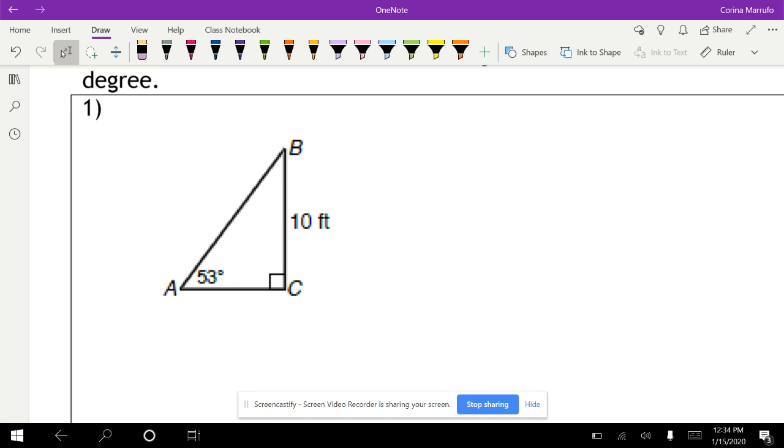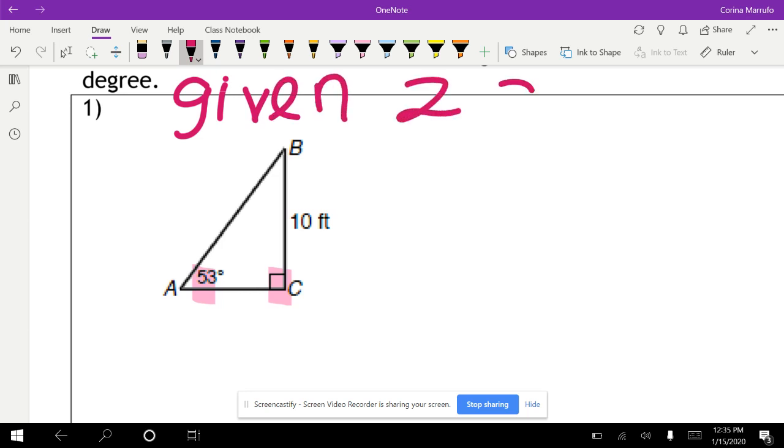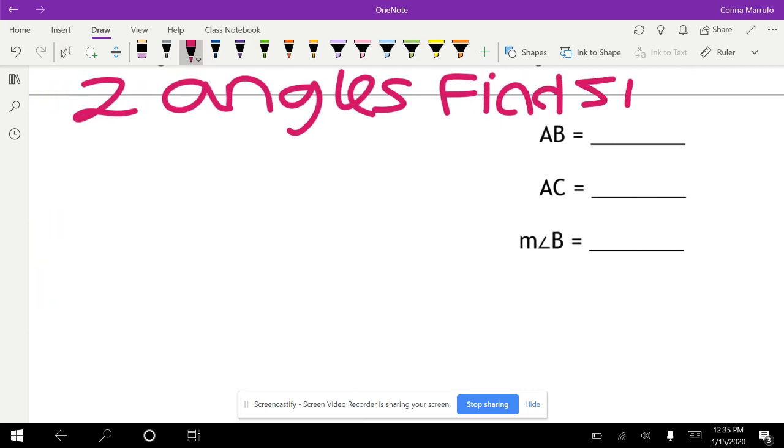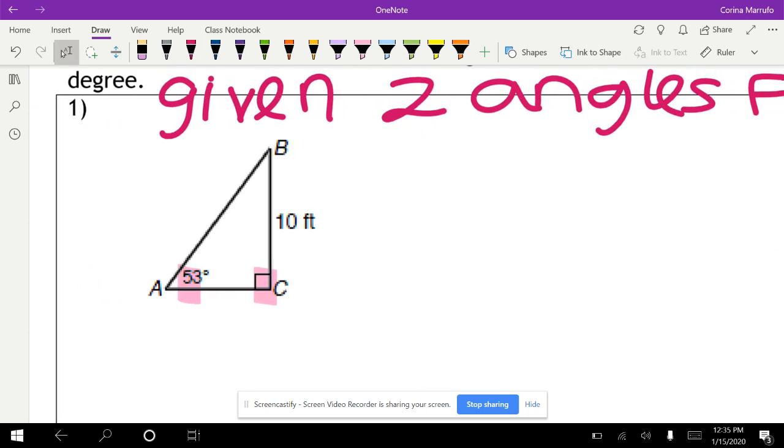If you notice, we know two of the angles. We know that this is 53 and this angle is 90. Okay. So from there, given two angles, this is an example when they give you two angles, that means that you're going to have to find the sides first. Since we know those two angles, we're going to find the sides first.